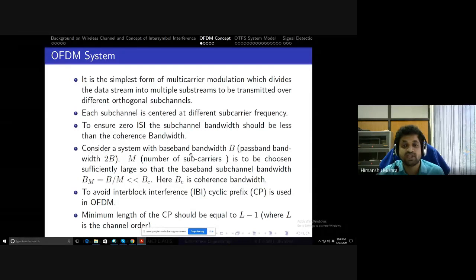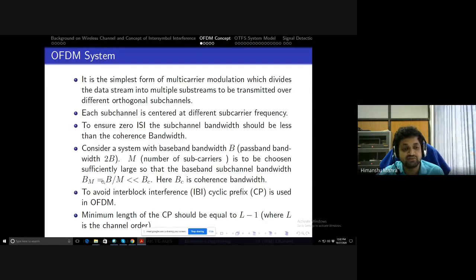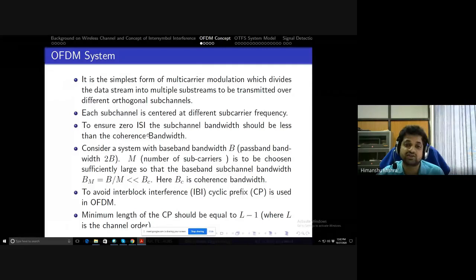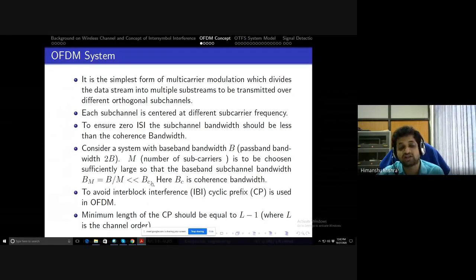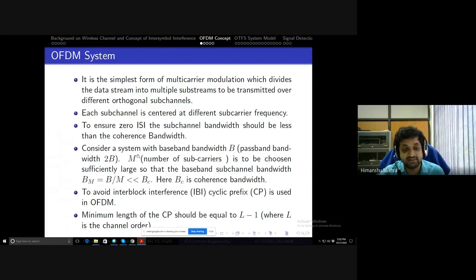Next, consider capital M subcarriers and B as the passband bandwidth. Then each baseband subchannel bandwidth will be B divided by capital M. The total bandwidth divided by the number of subcarriers is the subchannel bandwidth, and as I told you above, this should be smaller than the coherence bandwidth. Then only we will get this. That means by increasing the number of subcarriers, I will get better flat fading.